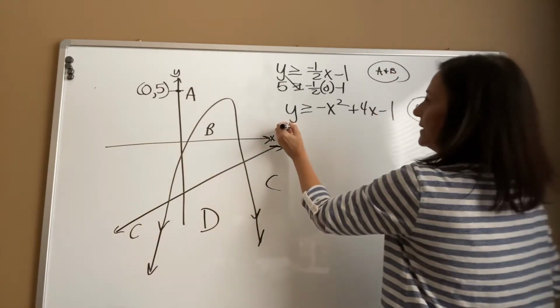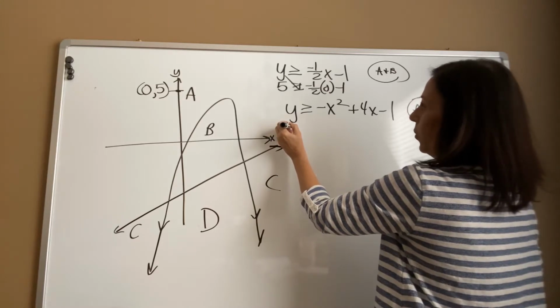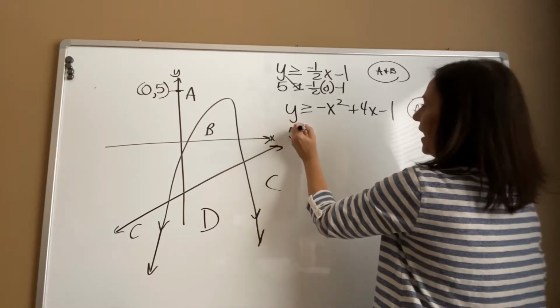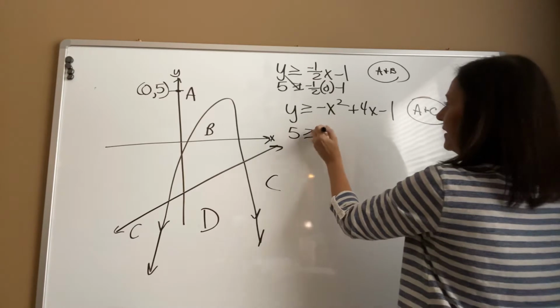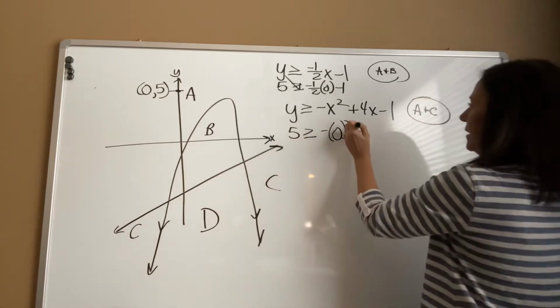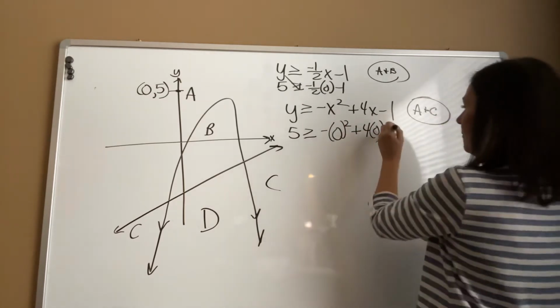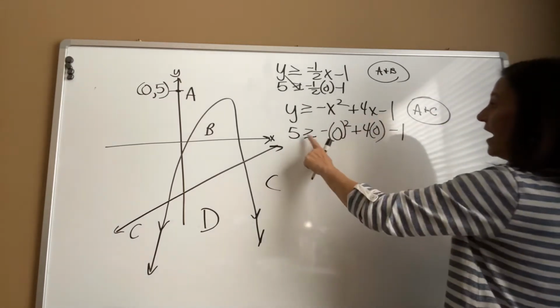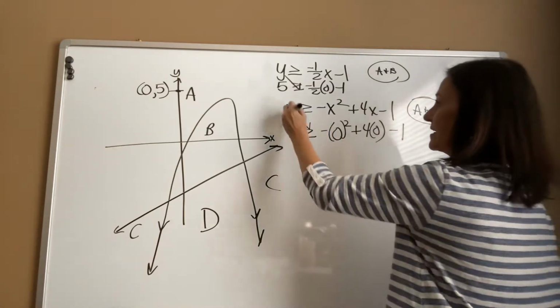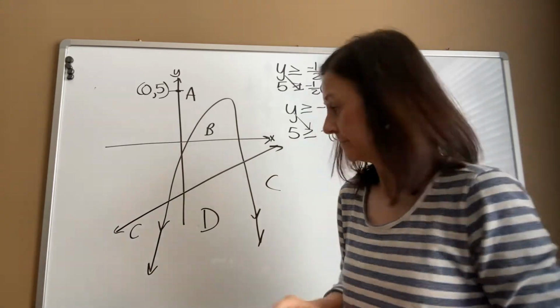All right, we'll plug it in to the parabola. So when y is 5, is it greater than the opposite of 0 squared? That's just 0, right? Plus 4 times 0, that is just 0, minus 1. So 5 greater than -1, it is. So A is the region that satisfies both.